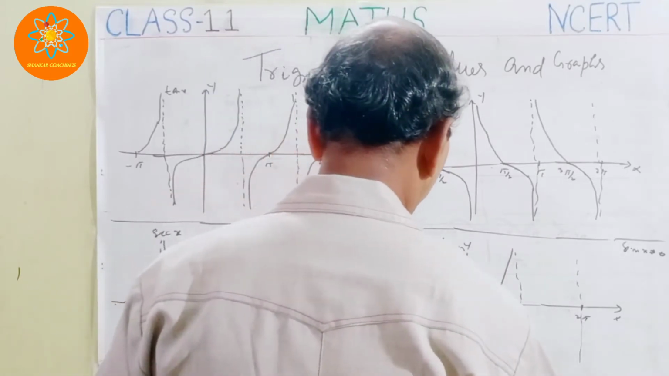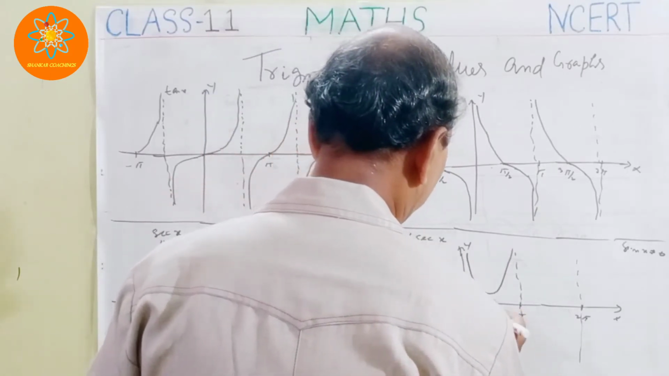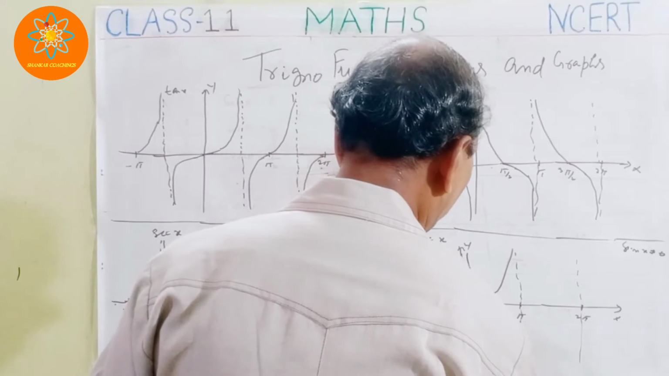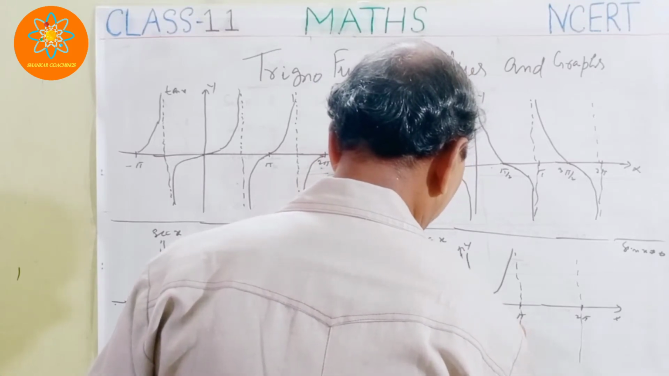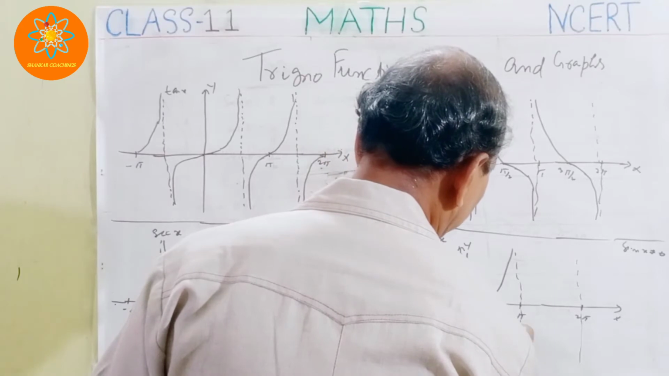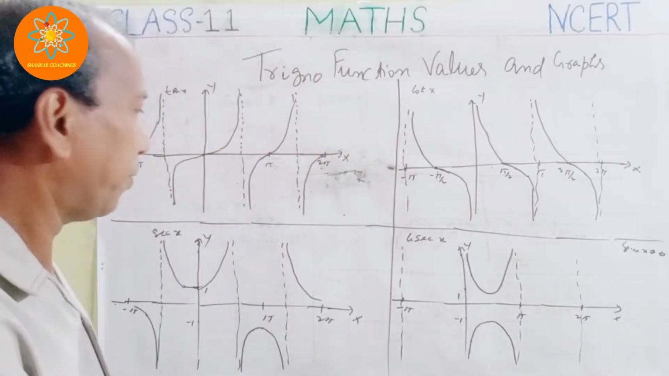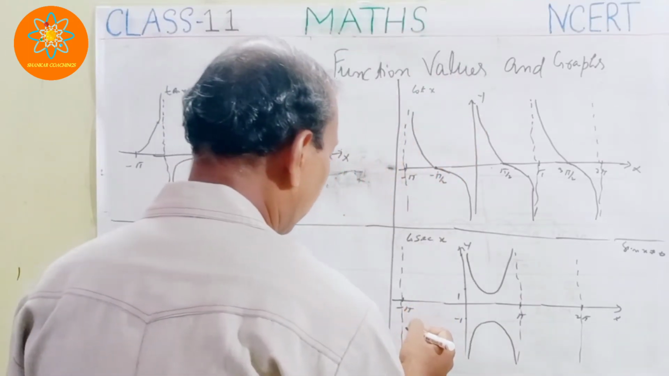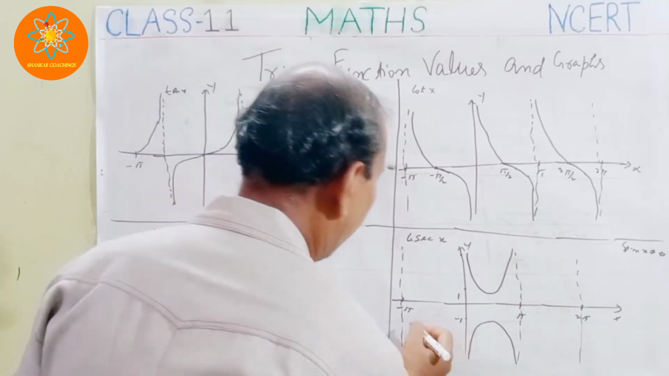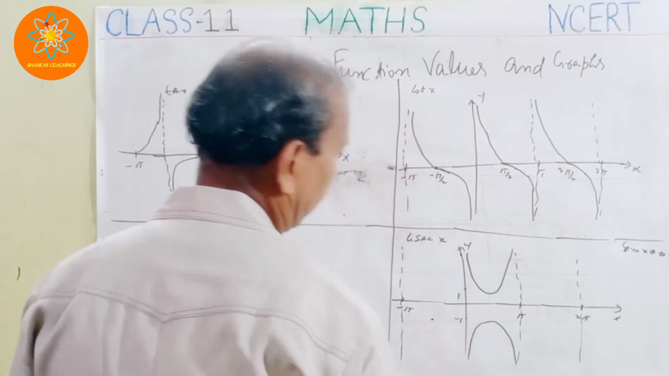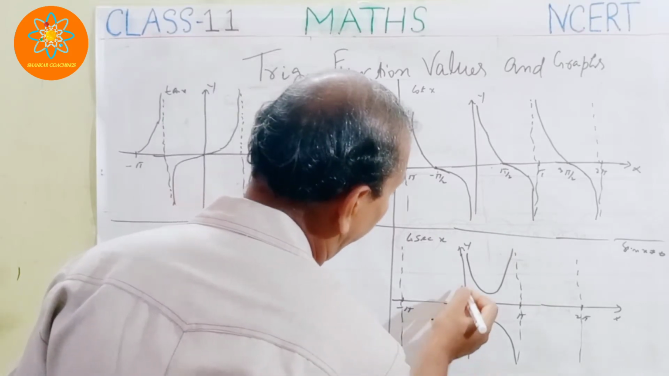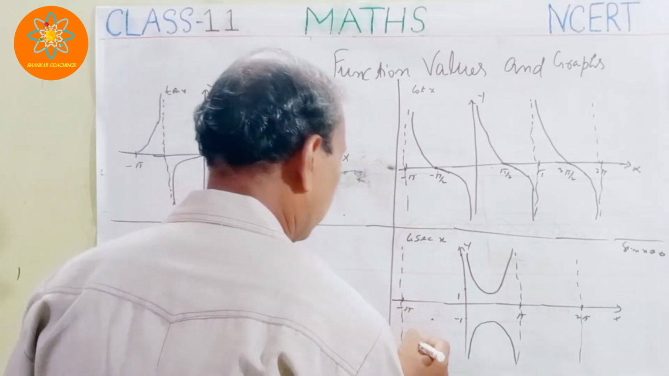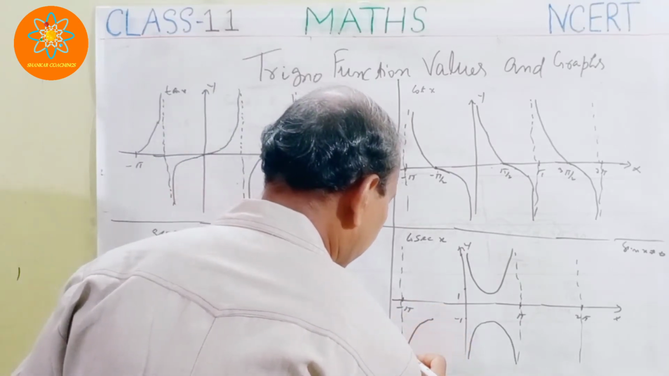Now similarly I will take the value at 0. So for pi the value minus 1 will be there. It will be not defined at 0 and it is not defined at pi. That point is at infinity. Similarly, if I take minus pi, in the minus pi case also the value is minus 1. But it is not defined at 0 and at minus pi. So the graph will be like this.